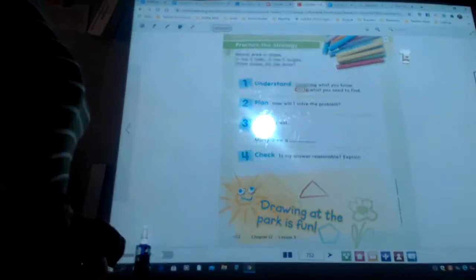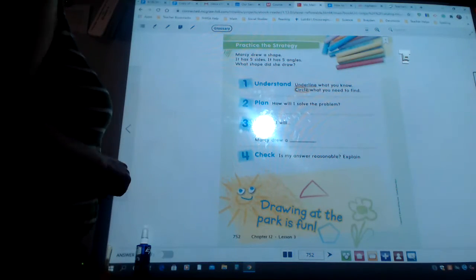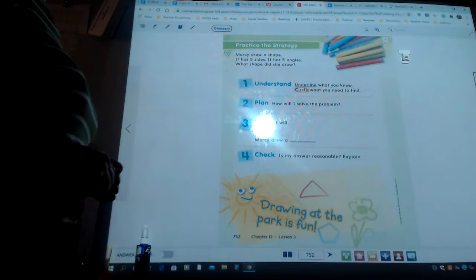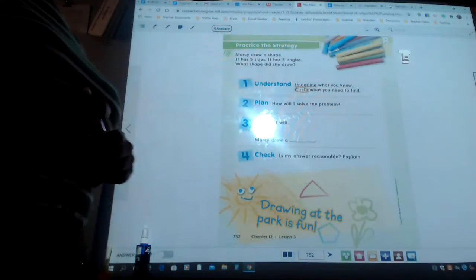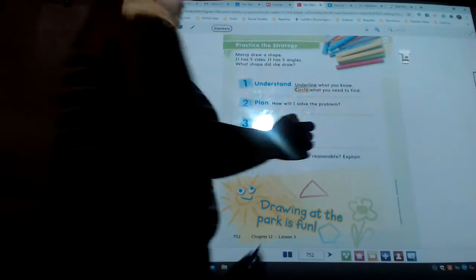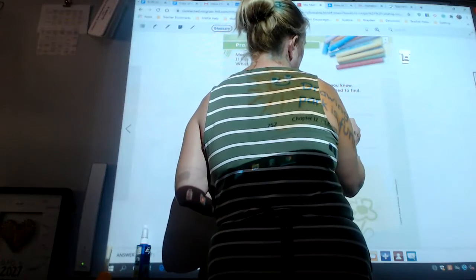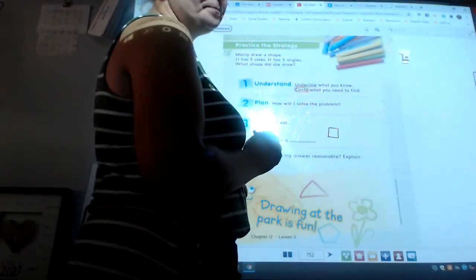All right? So it says Macy drew a shape. Okay, she drew a shape. It has 5 sides and 5 angles. What shape did she draw? Okay. 5 sides, 5 angles. So let's see. Let's make 5 sides. Well, if I do this, that's 4. So that's not enough, right?